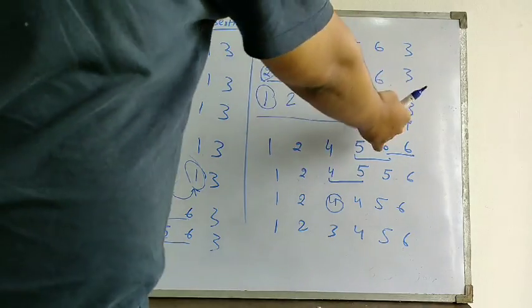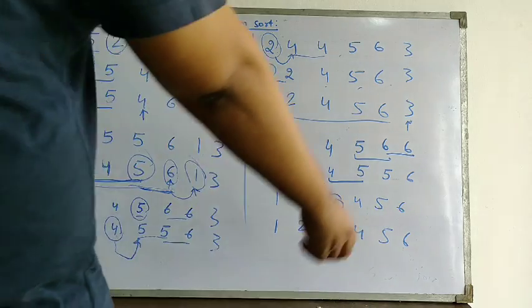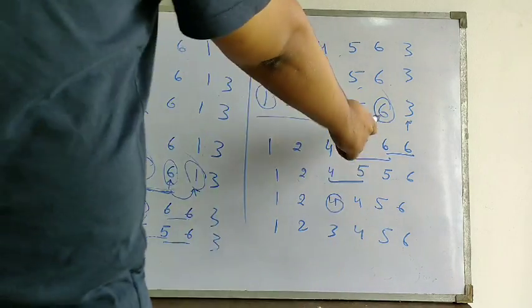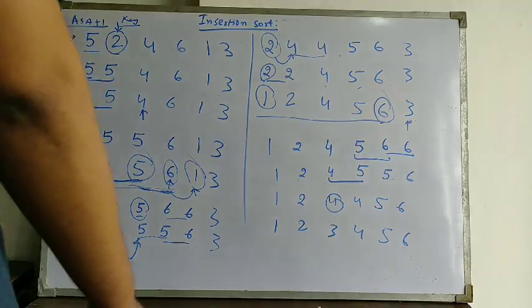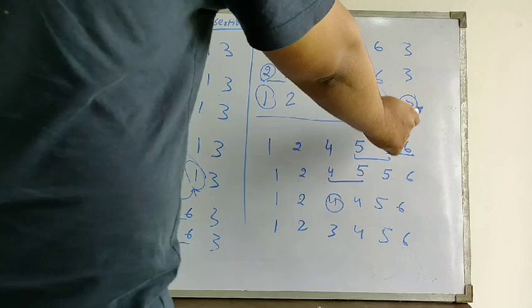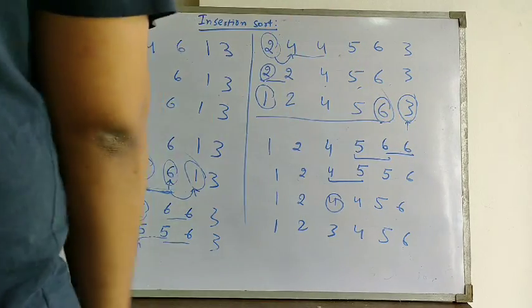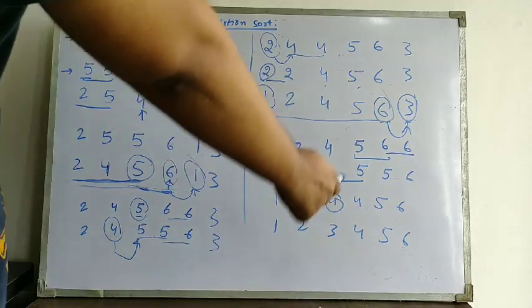So I need to create a place for 3 in this already sorted array. What I need to do is, first I will compare the rightmost element. The rightmost element is greater than the current key, so it means I need to find an exact place for the current key in the already sorted array. So I will just shift 6. So this will be 6 and 6.